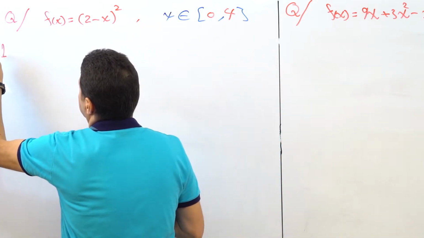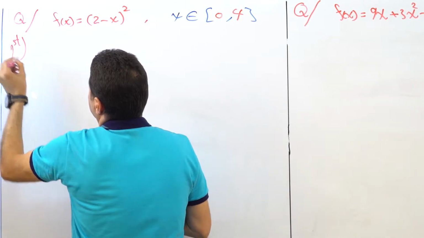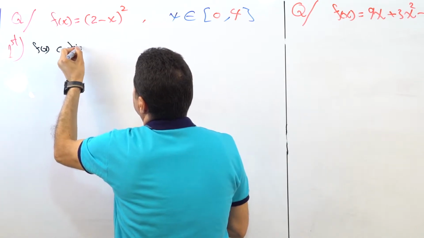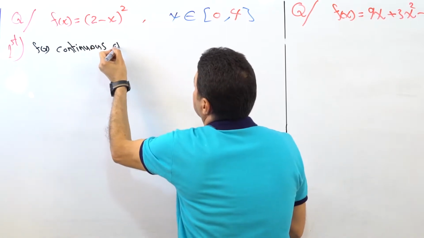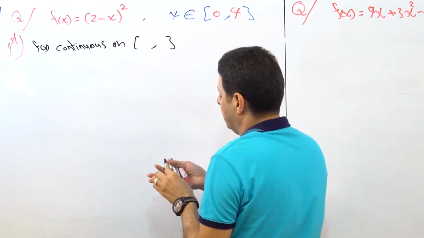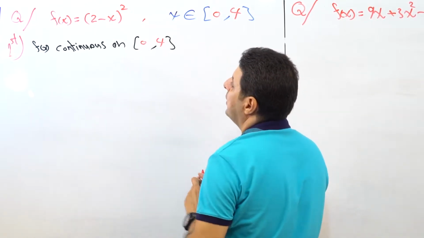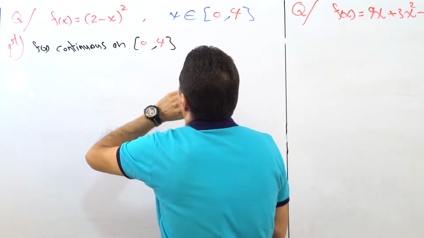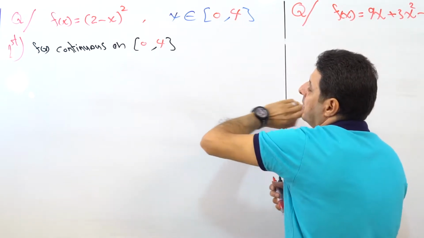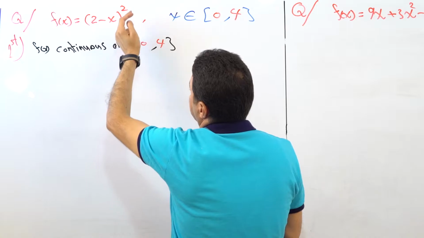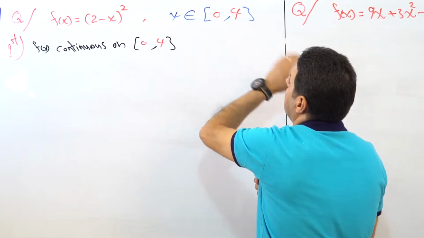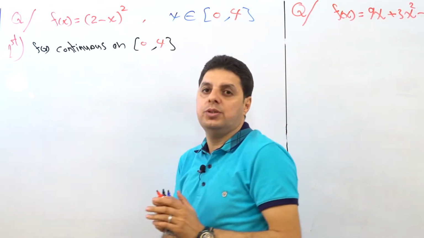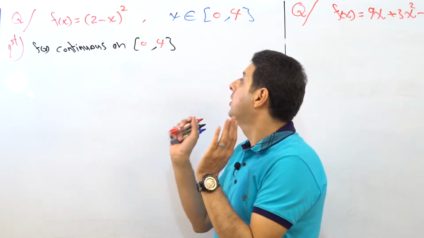First condition: function f of x continuous on a closed interval [0, 4]. The function f of x equals (2 minus x) all squared, where x belongs to the closed interval [0, 4]. The first condition is that the function is continuous on the closed interval 0 to 4.